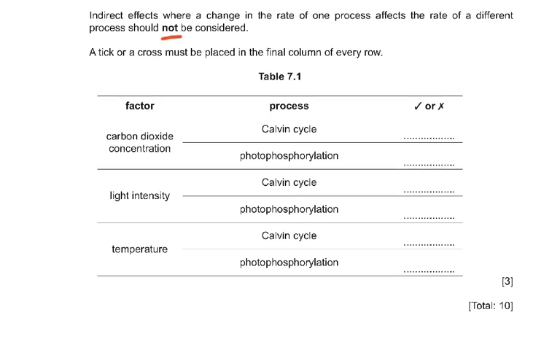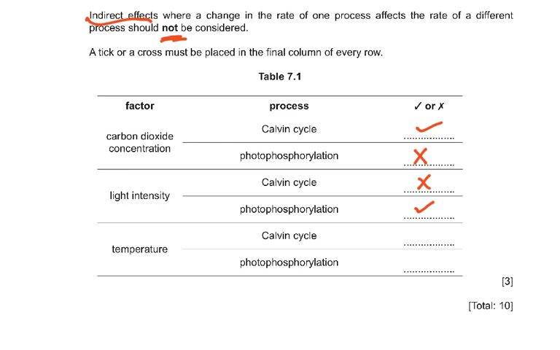Now, carbon dioxide concentration, does it affect the Calvin cycle? Yes, it does. Does it affect photophosphorylation? No, it does not. Light intensity, does it affect the Calvin cycle? No. Indirectly it does, because the more the light intensity, the more ATP and NADPH, so more Calvin cycle. But it said in the question that it should not be considered if the change affects the rate of a different process. Indirect effects will not be considered. Then light intensity, does it affect photophosphorylation? Yes, of course. The more the light, the more the photophosphorylation, non-cyclic and cyclic photophosphorylation.